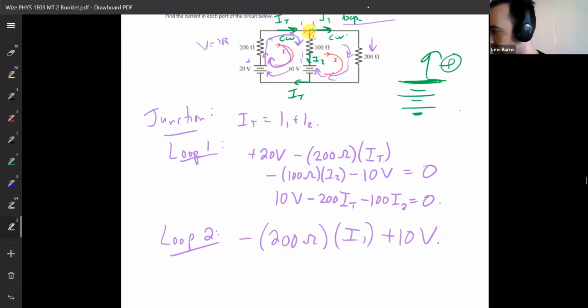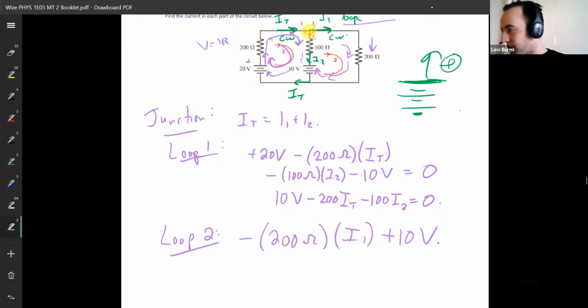So now we've done the 200 ohm resistor. We've done the 10 volt battery. Sorry, speaking of batteries, I'm just putting the pen in and out of my battery here.